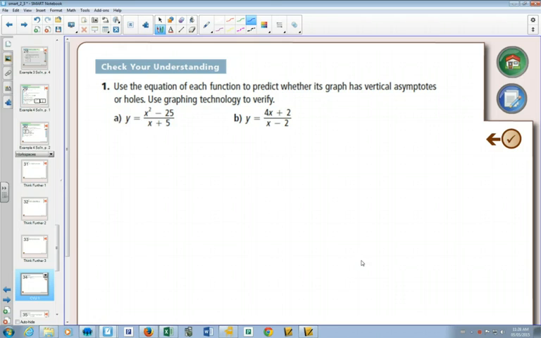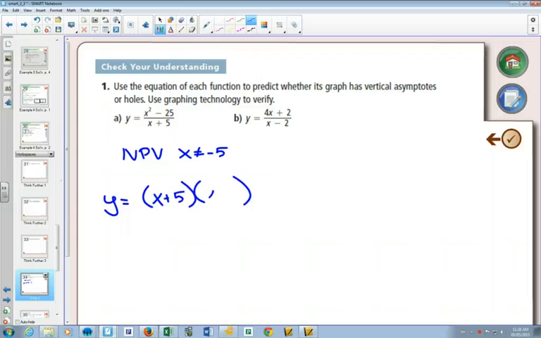So first of all, we're going to look, can we factor this? Because right now, x plus 5, it could be, because negative 5 is a non-permissible value. You can write that down. We see right away that our non-permissible value, x can't equal negative 5 for the first one. It could be that that is going to be a vertical asymptote, or it could be a hole. Whether we find it out, we're going to need to factor. Factor everything first in this unit.